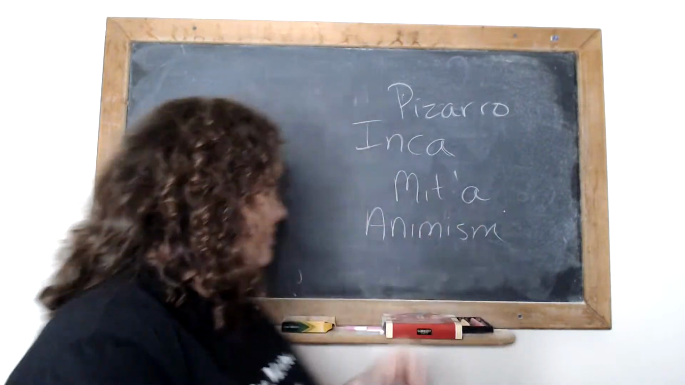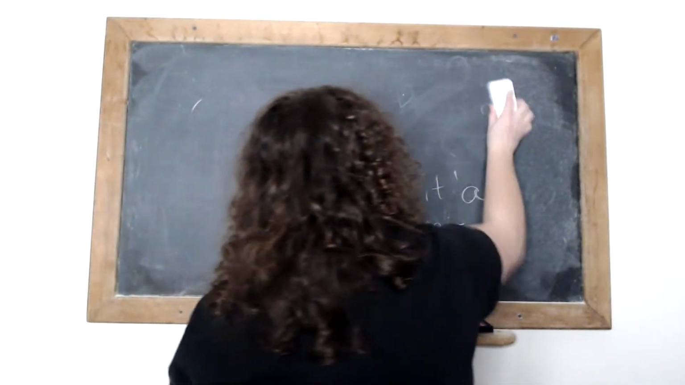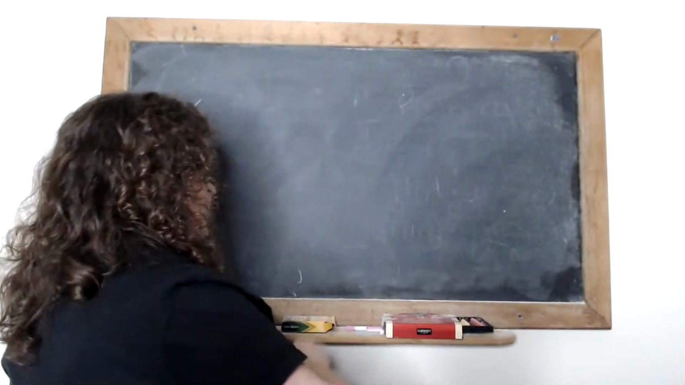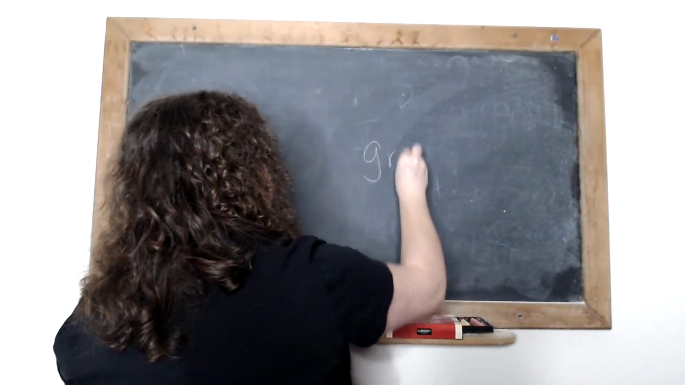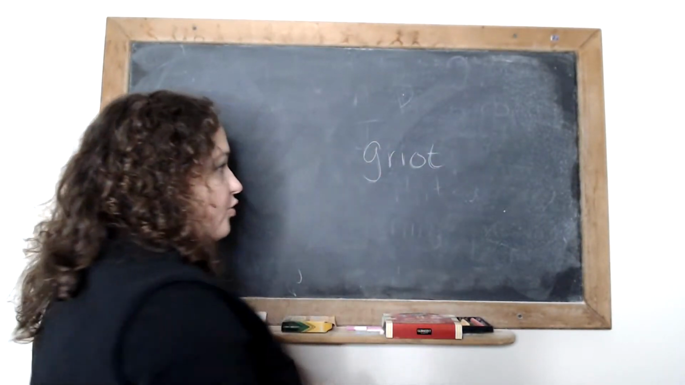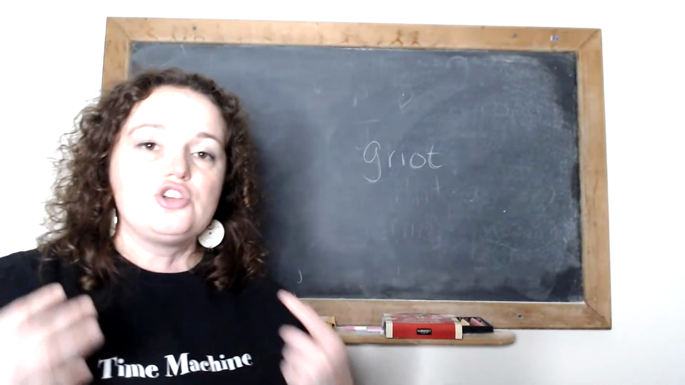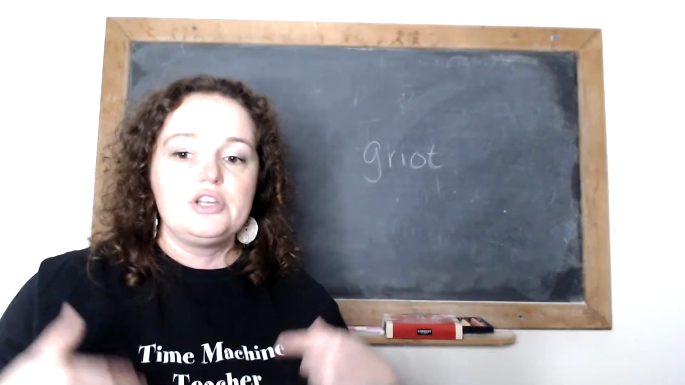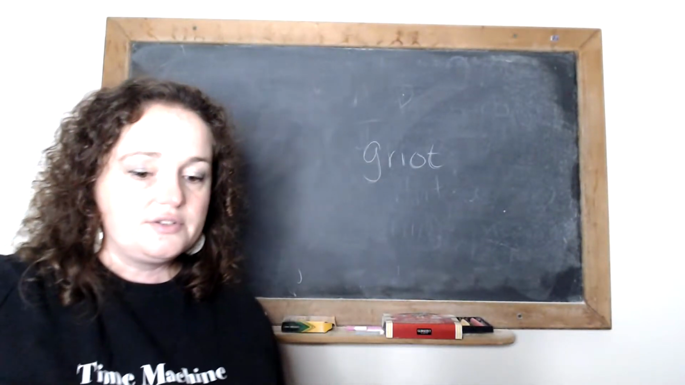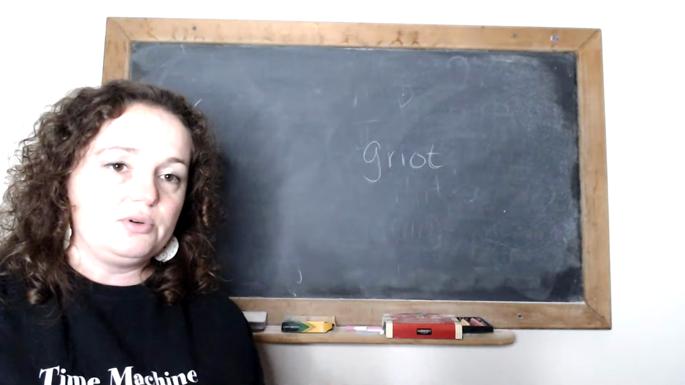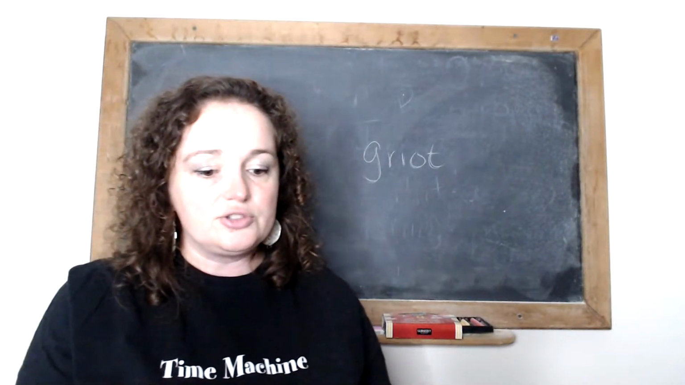Okay, and then last but not least, we have one more word that you need to remember that comes from the African continent, and it is griot. A griot is a storyteller, and the griot is basically in charge of passing on the culture to the next generations. So it's basically a form of verbal storytelling to pass on that culture.